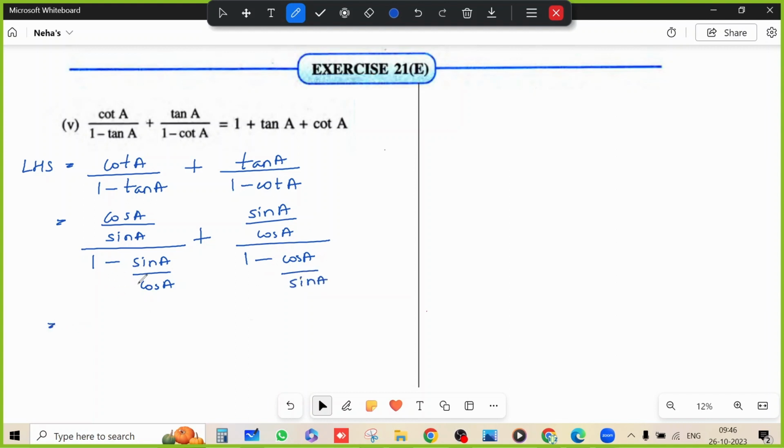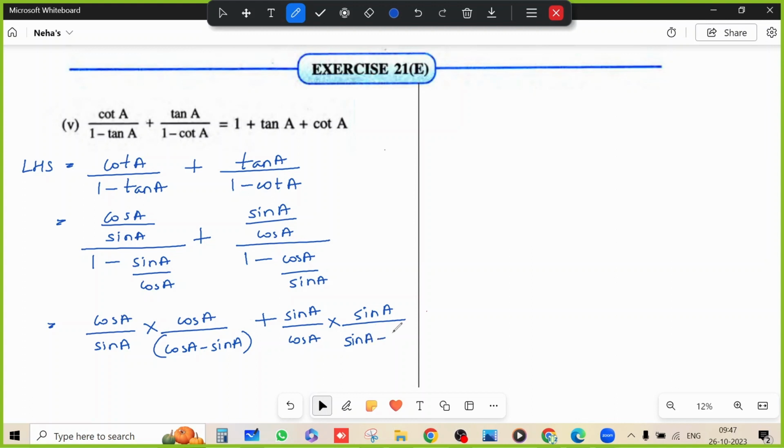Now we will find out the LCM here, which will be equal to cos A, and the numerator here will become cos A minus sin A, and this cos A will get multiplied with the numerator. So this will become cos A divided by sin A multiplied by cos A divided by (cos A minus sin A). Similarly, we will get sin A divided by cos A into sin A divided by (sin A minus cos A).